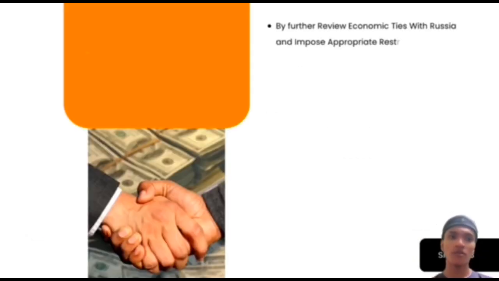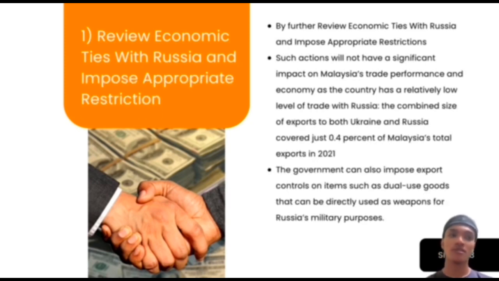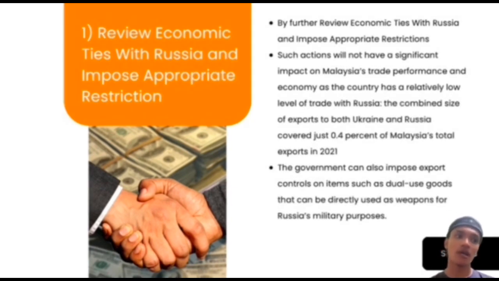For my first point, which is to review economic ties with Russia and impose appropriate restrictions. Such action will not have a significant impact on Malaysia's trade performance and economy, as the country has a relatively low level of trade with Russia. The combined size of exports to both Ukraine and Russia covered just 0.4% of Malaysia's total exports in 2021. And the government can also impose export controls on items such as dual-use goods that can be directly used as weapons for Russia's military purposes.